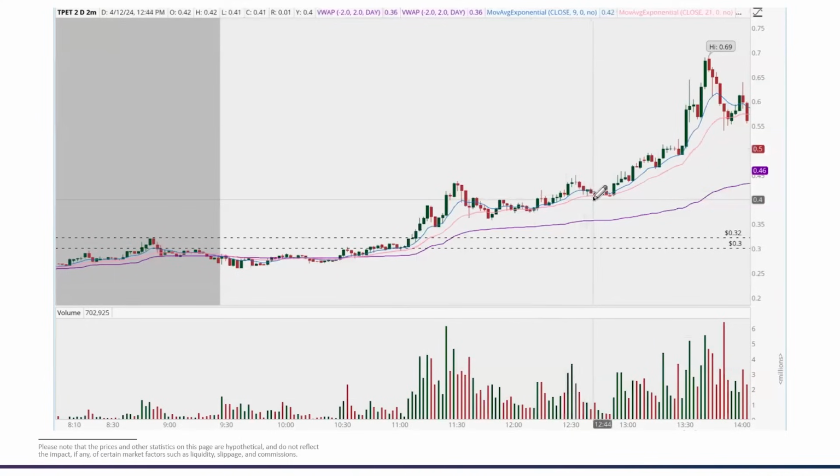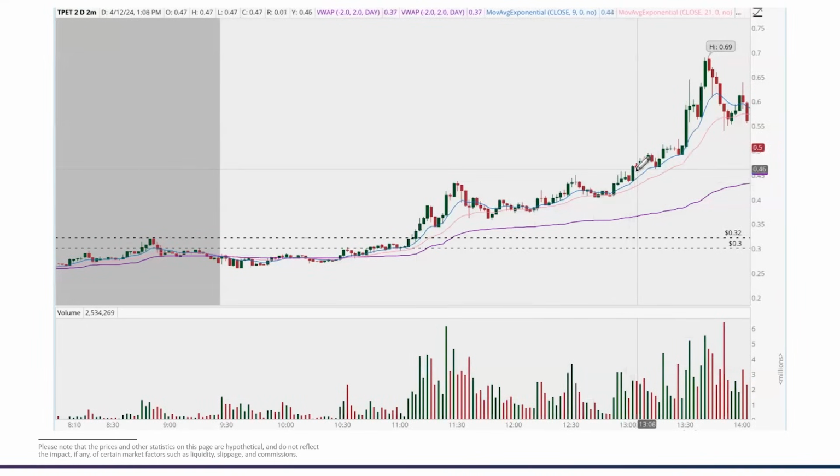So you can see that the stock begins to hold the 9 and 21 EMA, no problem. It makes a new high, fails to follow through, but it's still holding up extremely well. That 9 and 21 EMA is acting as support.